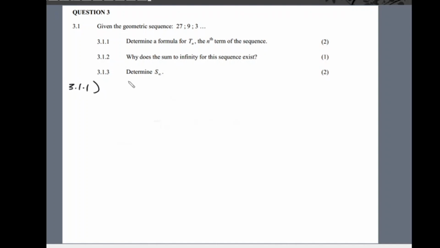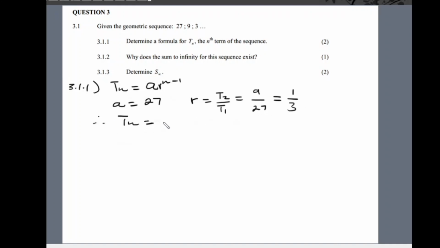They tell us that this is a geometric sequence. Therefore we know that the formula for the general term is Tn equals a times r to the power n minus 1, where a is the first term. In our case a is 27 and the common ratio r equals term 2 over term 1, which is 9 over 27, and 9 over 27 is 1 over 3. Therefore the formula for the general term is Tn equals 27 times 1 over 3 to the power n minus 1.